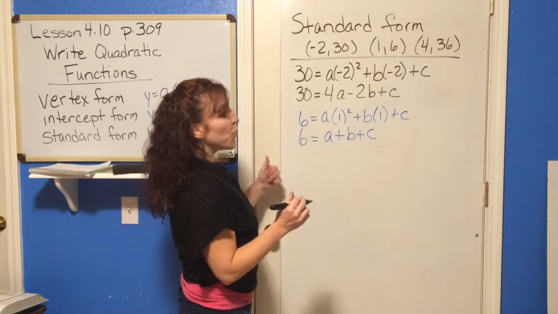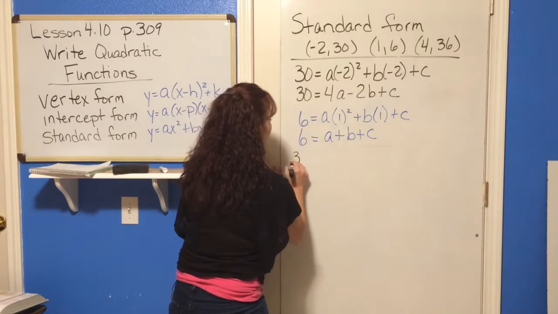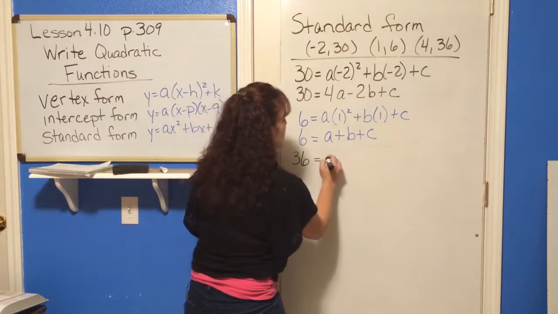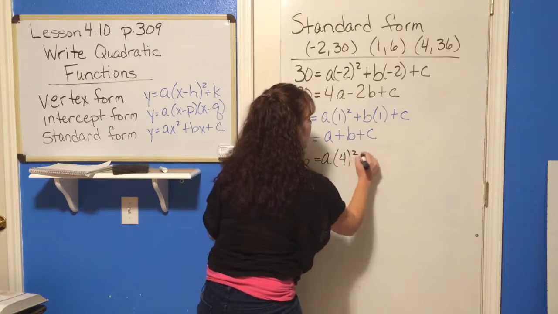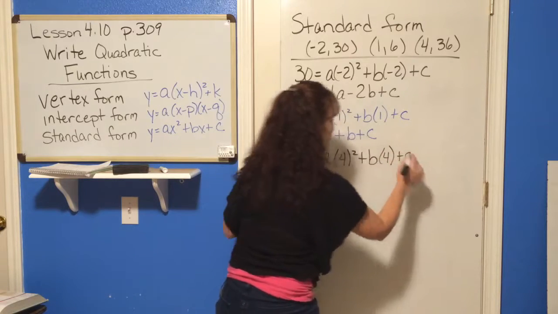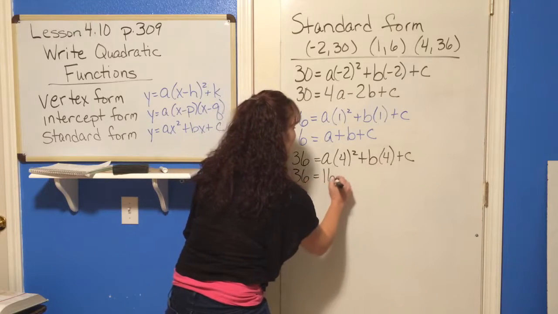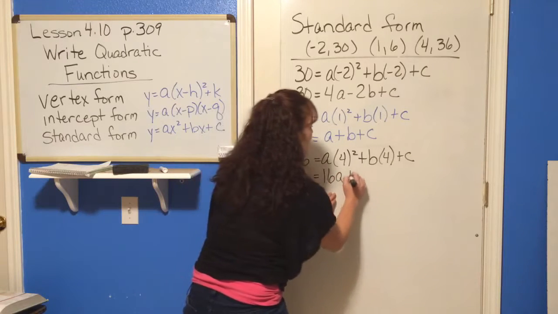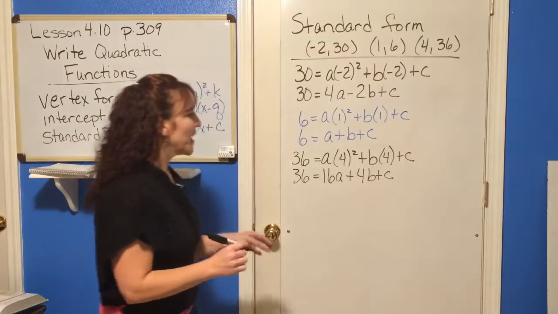Now let's make a third equation by using the third point. So 36 now equals a times that x squared is 4, plus b times that x, which is 4, plus c. Simplifying that, we get 36 equals 16a plus 4b plus c.